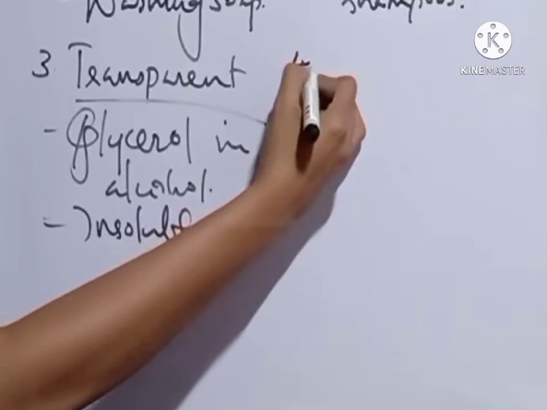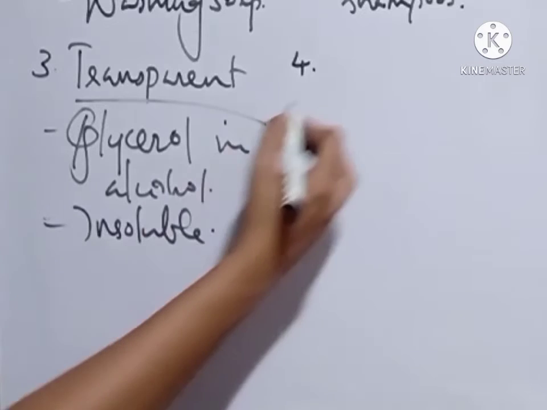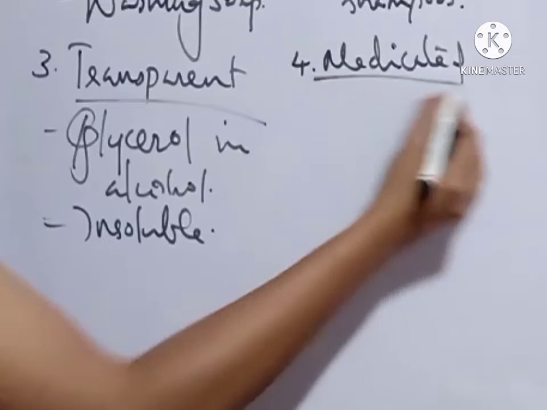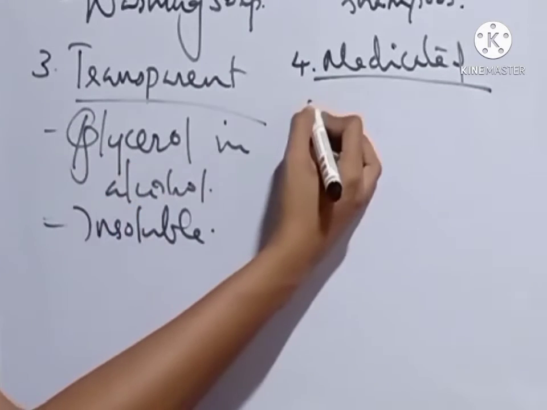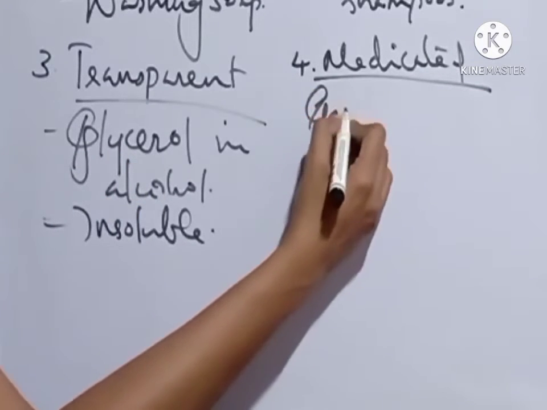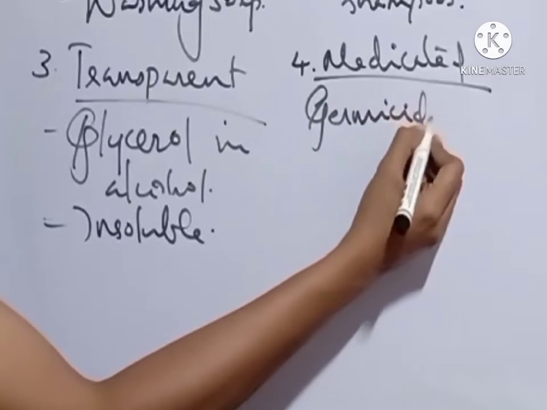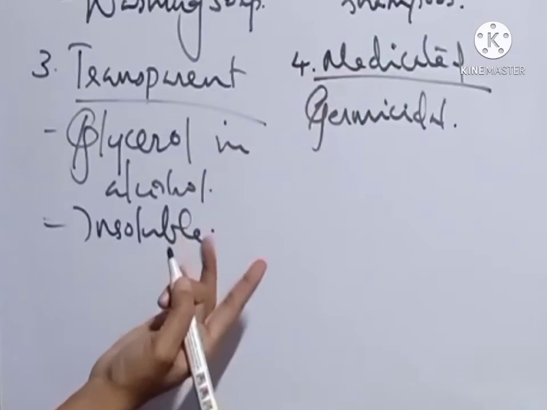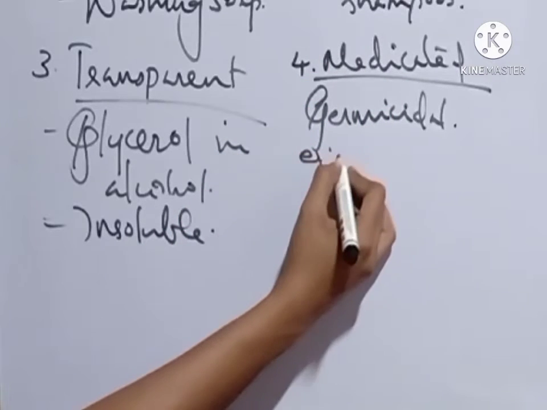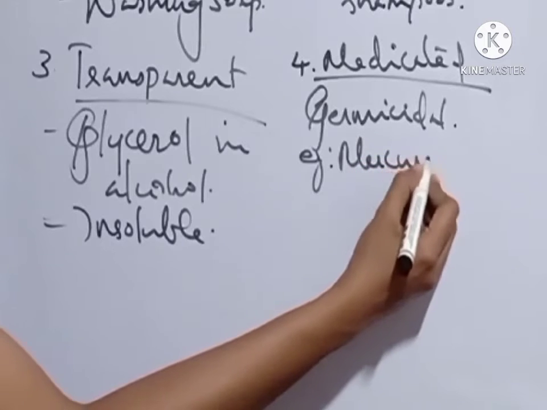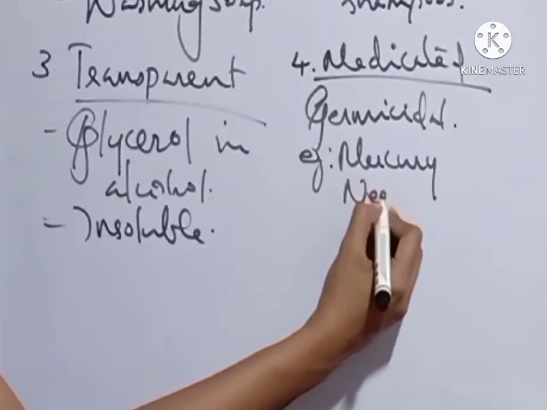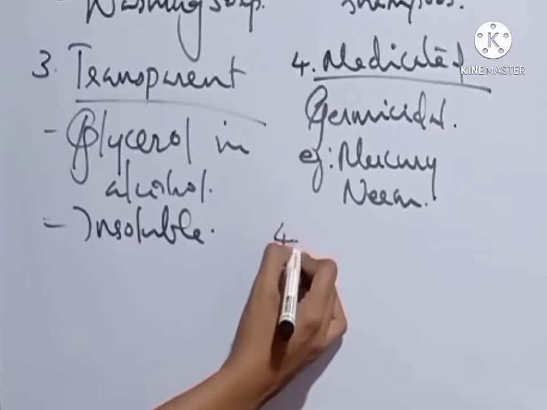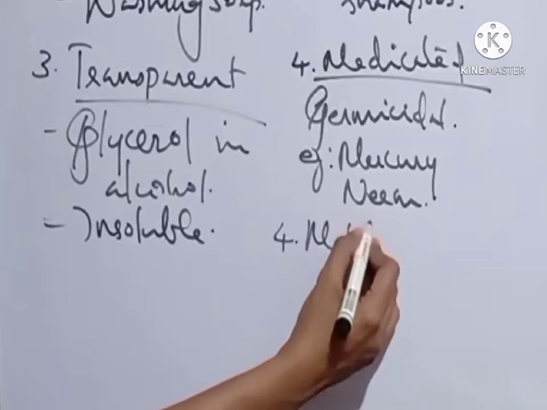Then the fourth category is medicated soap. Medicated soap contains some germicidal reagents. So that is why this is categorized as medicated soap. Examples are mercury soap, neem soap, etc. Then the fifth category is metallic insoluble soap.